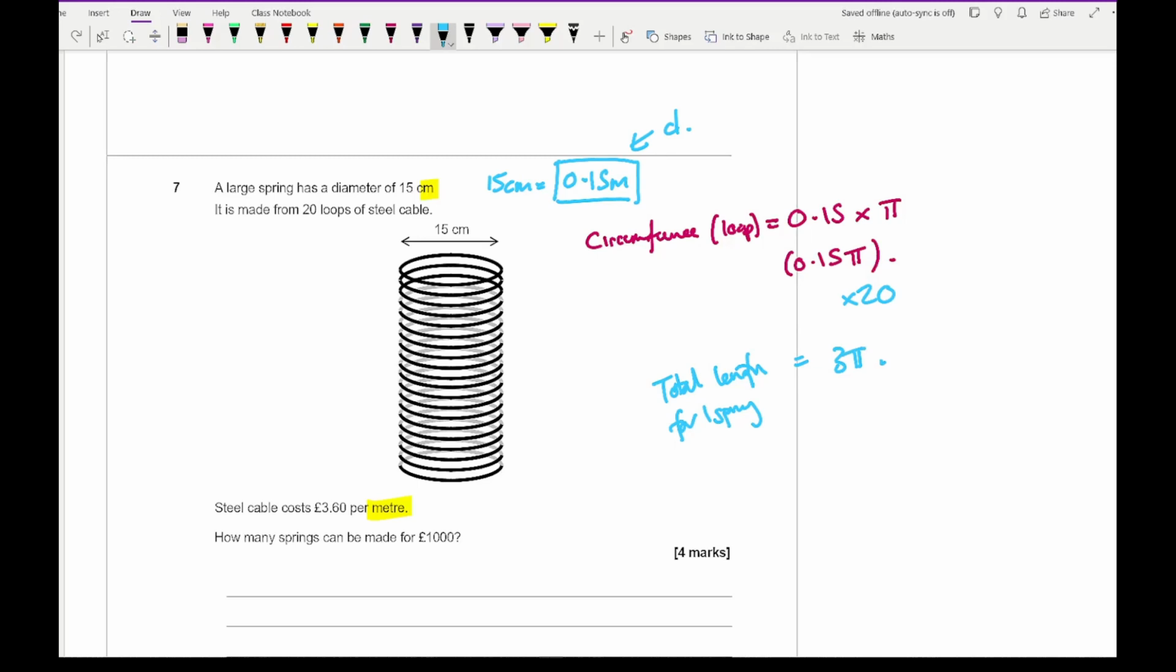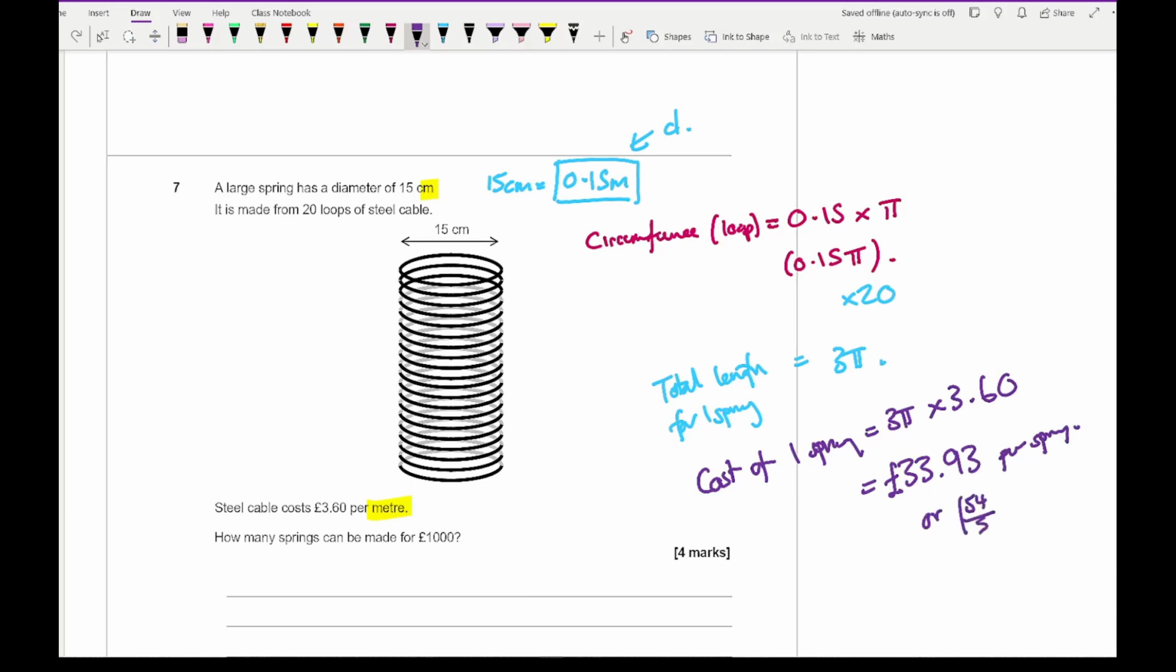Now if we then work out the cost of this, the cost of one spring is going to be 3 pi times 3.60, and if I do that, 3 pi multiplied by 3.6 equals roughly £33.93 per spring. Or I could write it as 54 pi over 5.